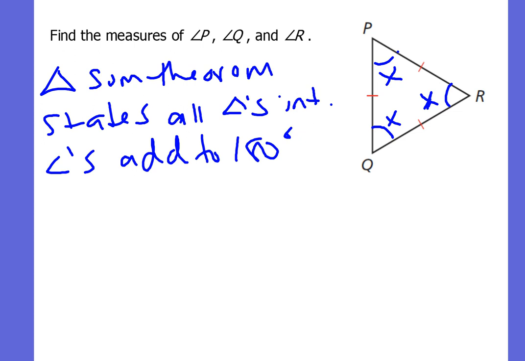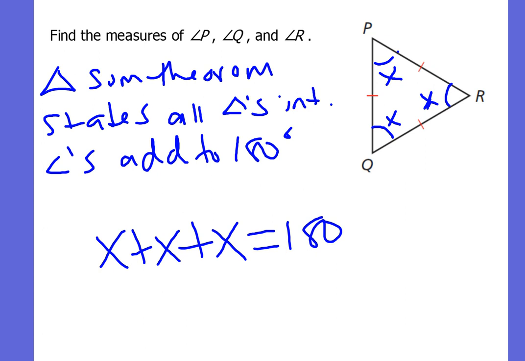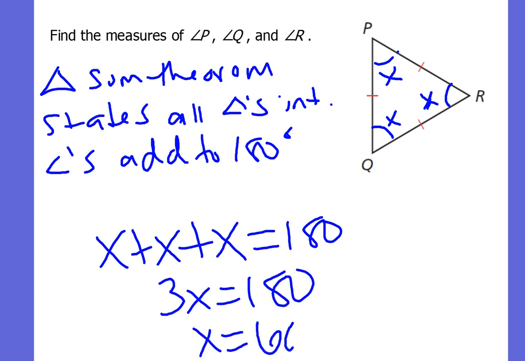So if each one of these is X, why X? Because they're all the same thing. Triangle sum theorem says they have to add up to 180. X plus X plus X gives me 3X. Dividing through, we get 60 degrees. So I could say that angle P, angle Q, and angle R are all 60 degrees.